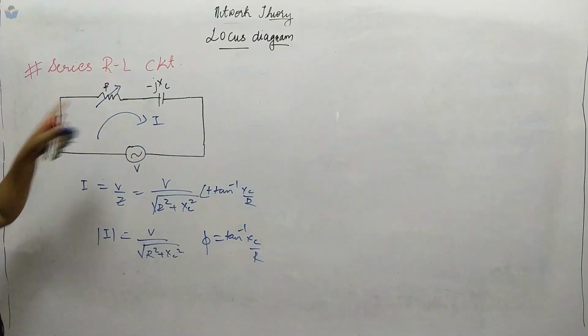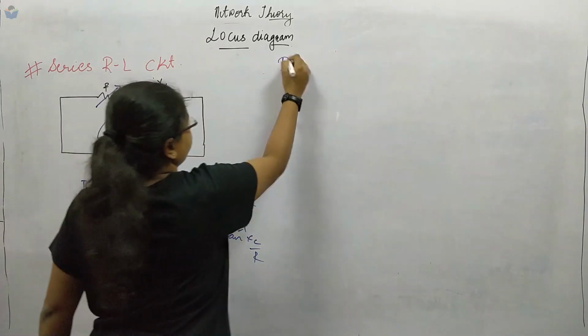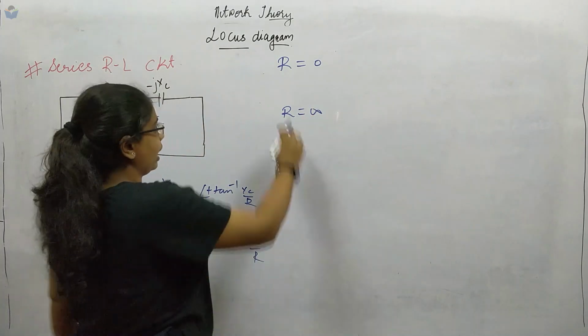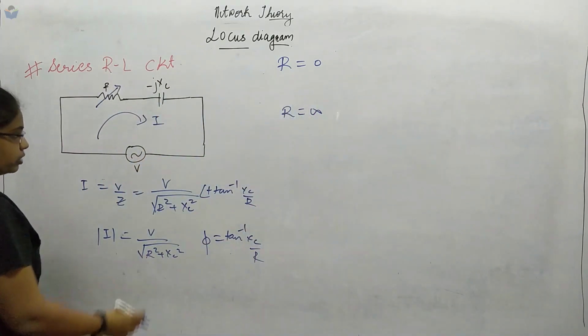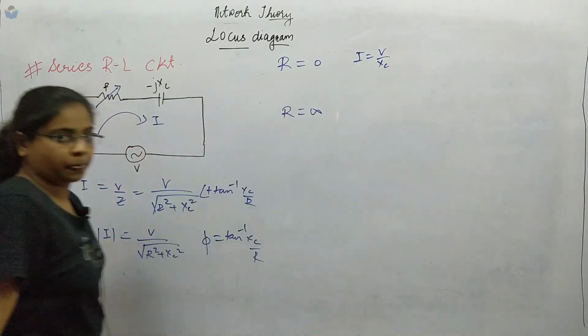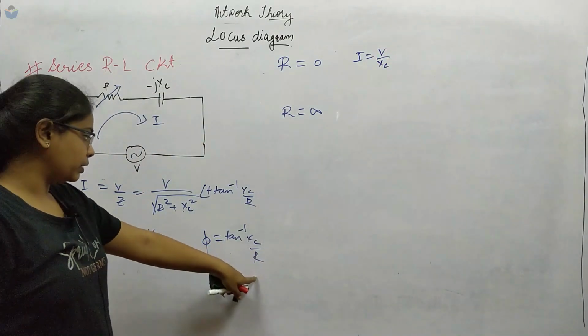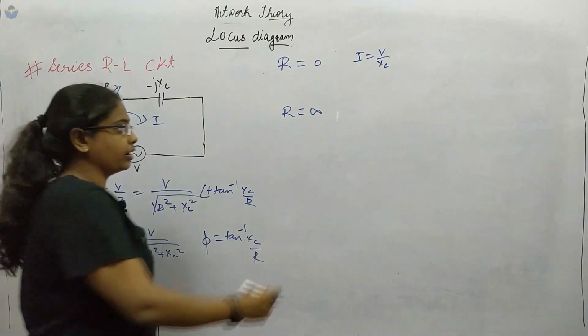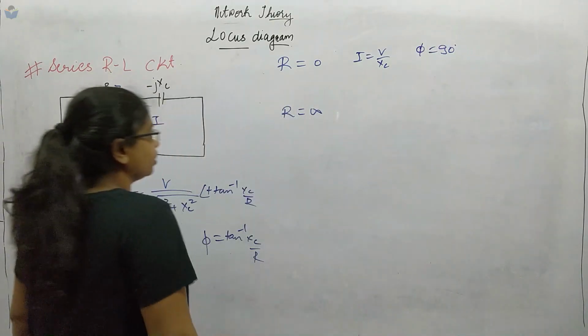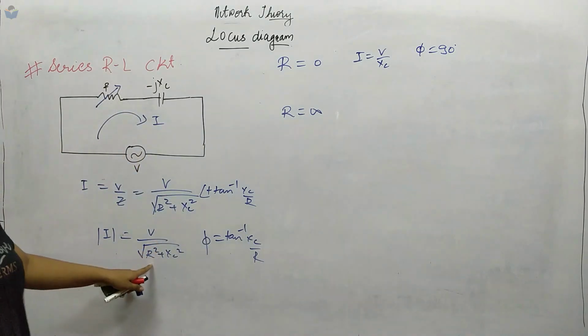Since we are taking R as the variable, we will vary R from 0 to infinite. When R equal to 0, put R equal to 0, you will get I equal to V upon XC. Put here also R equal to 0, tan inverse of infinite, it will be phi equal to positive 90 degrees. Then put R equal to infinite.